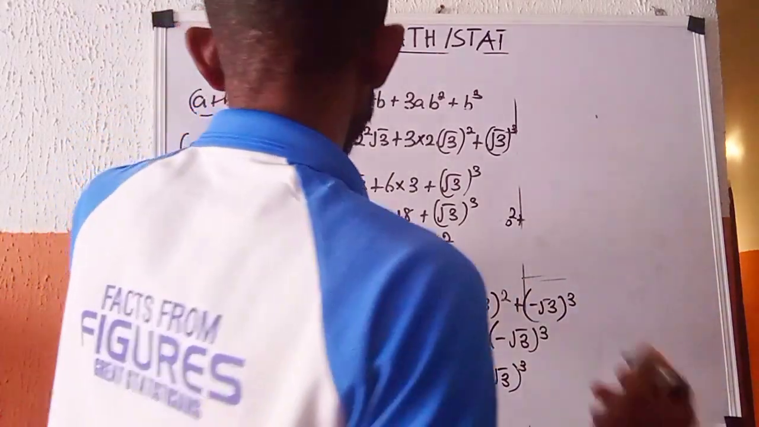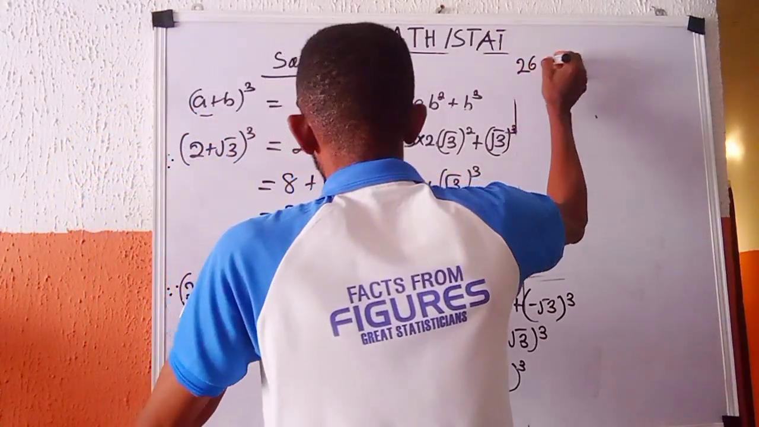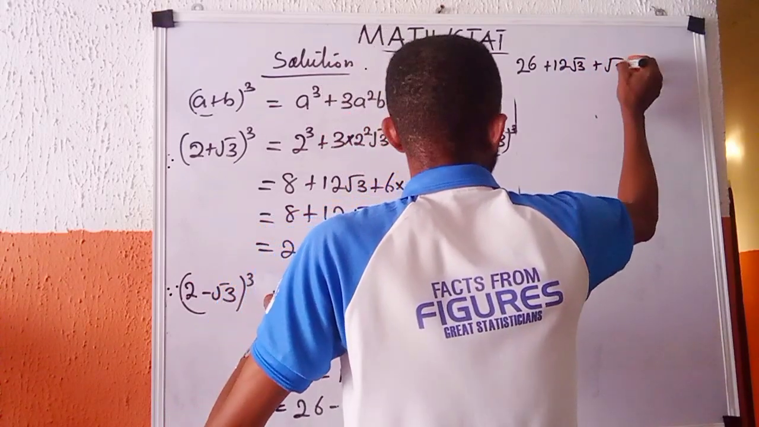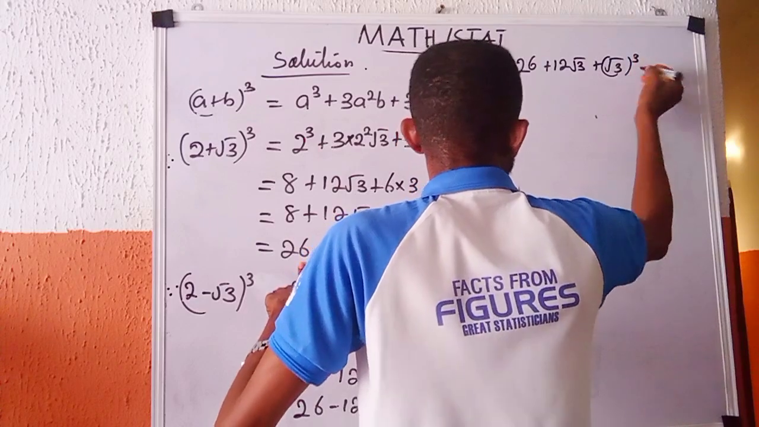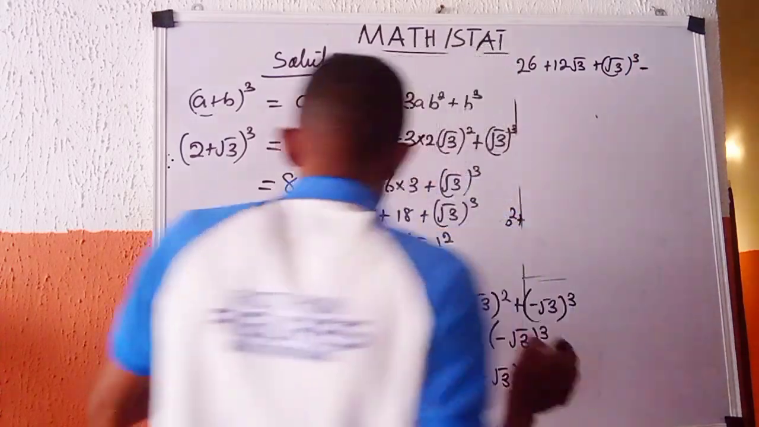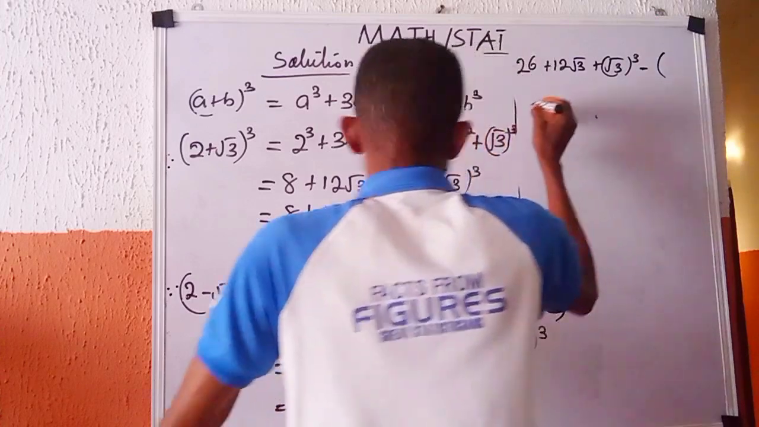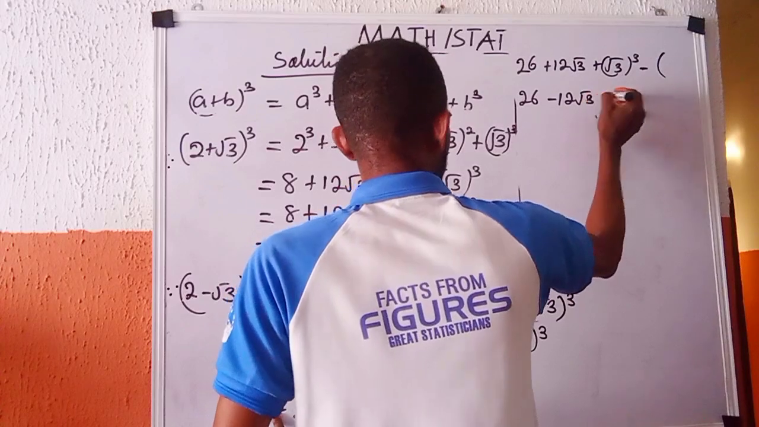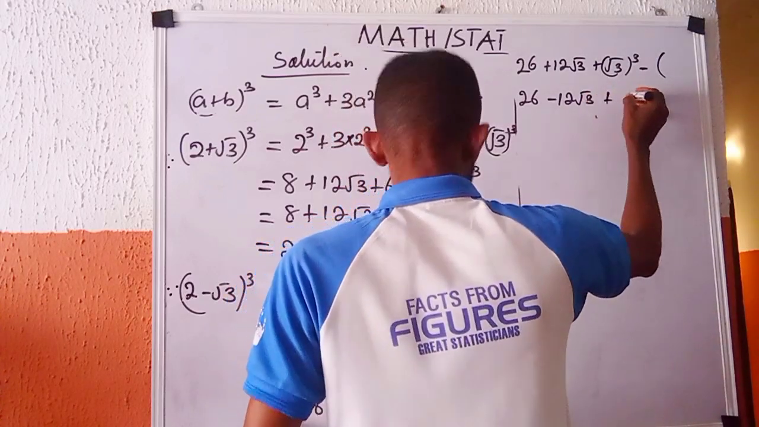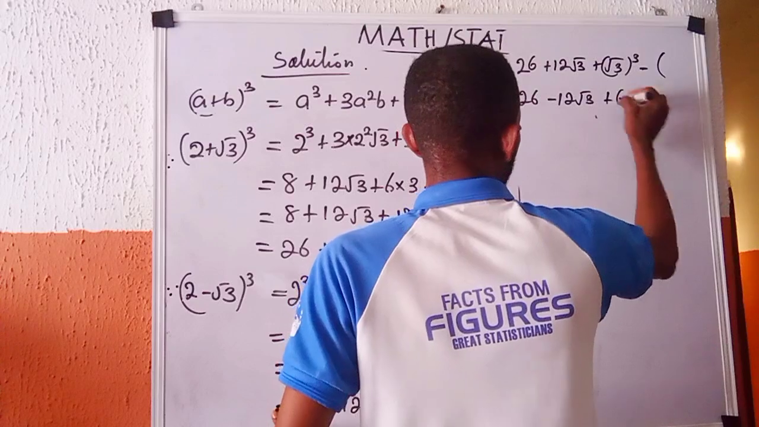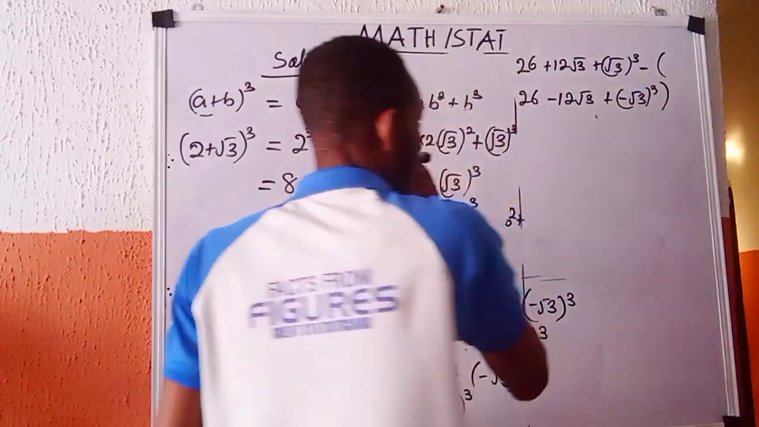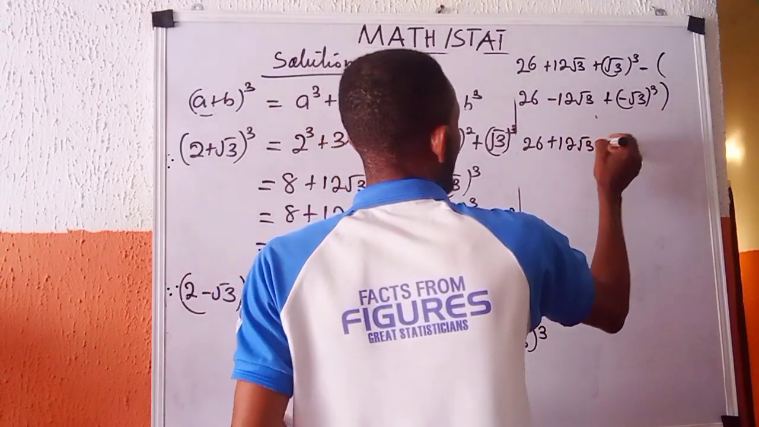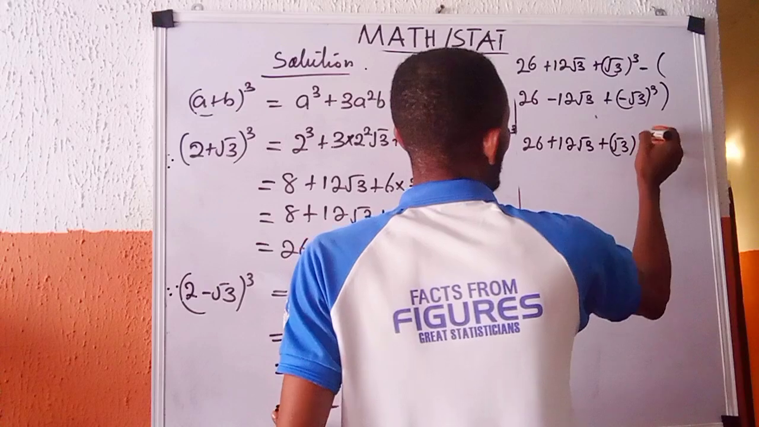So what we arrived at before is 26 plus 12 root 3 plus root 3 all raised to power 3. We now have minus, and we now open a bracket. So what I have here is 26 minus 12 root 3 plus minus root 3 all raised to power 3. Then we close up these brackets. So this will become 26 for this one plus 12 root 3 plus root 3 all raised to power 3.